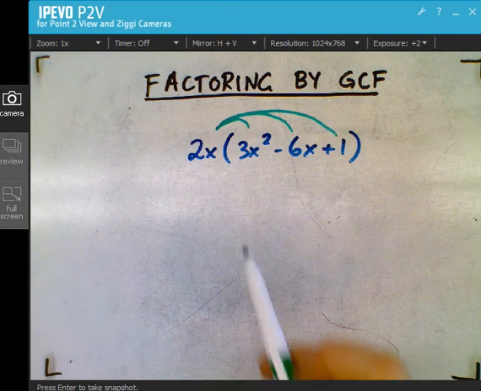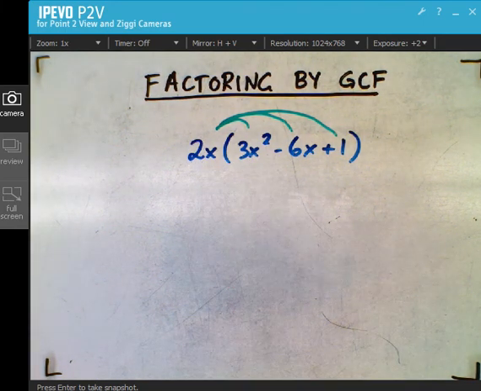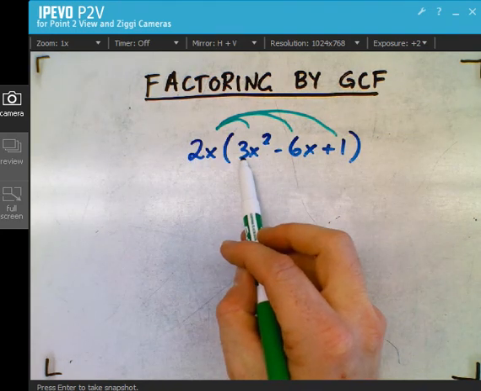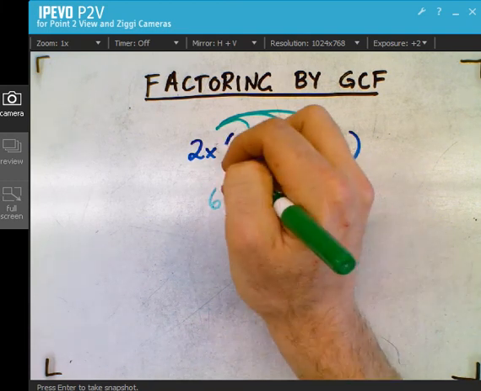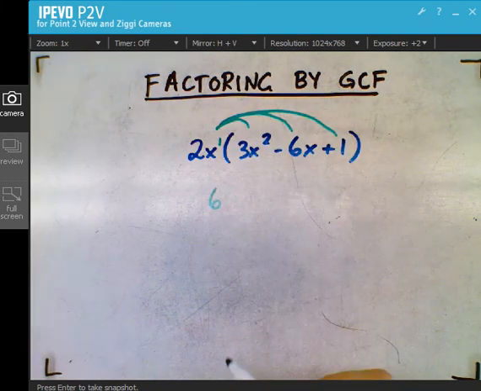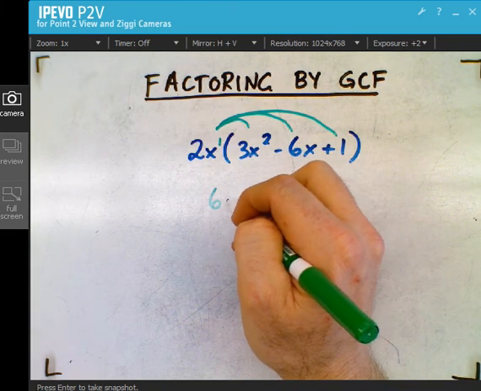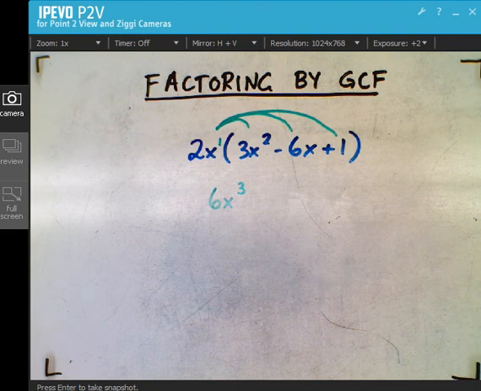So my first step is to multiply. I'm going to be multiplying 2x times 3x squared. So to review our rules of multiplying monomials with like bases, we're going to multiply our coefficients. 2 times 3 is 6. We have an invisible exponent of 1 right here. So when I do x to the first times x squared, we add our exponents. So we're going to have 6x to the third.